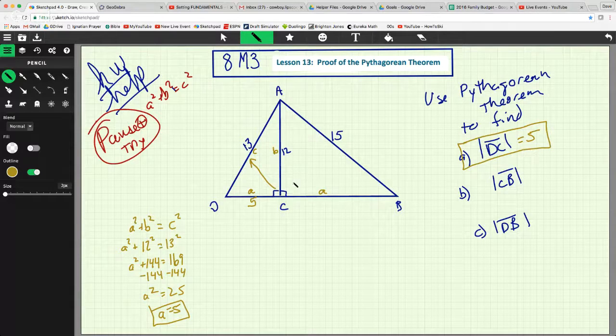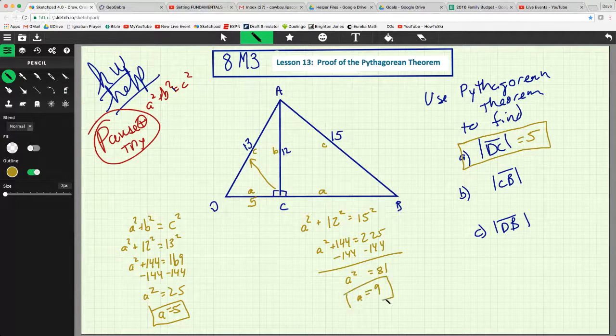So we'll call this A, B, and C is 15 because it's opposite the right angle. You can't just make any of them be A, B, and C. C always has to be the one opposite the right angle, or this doesn't work. We get A squared plus 12 squared equals 15 squared. A squared plus 144 equals 225. Minus 144 minus 144, and we get 81 equals A squared, or A equals 9. So CB equals 9.